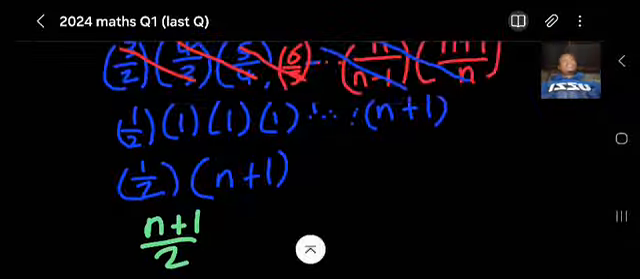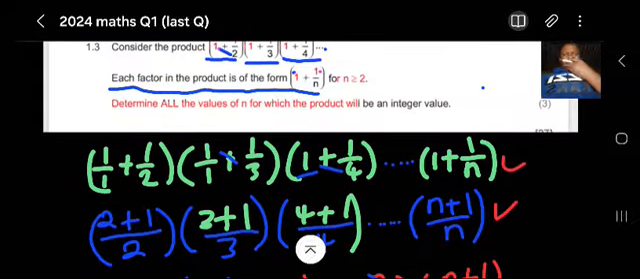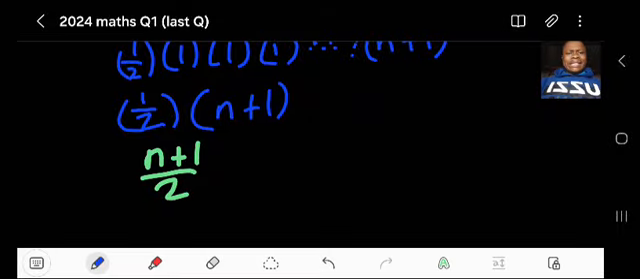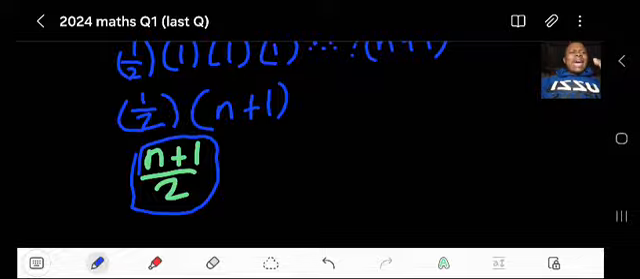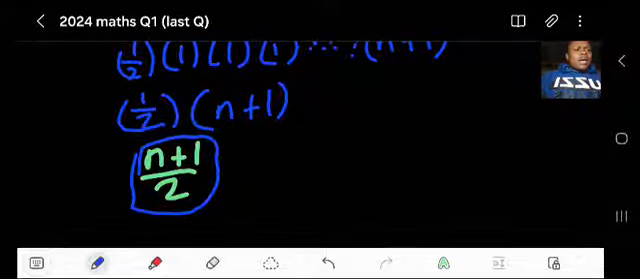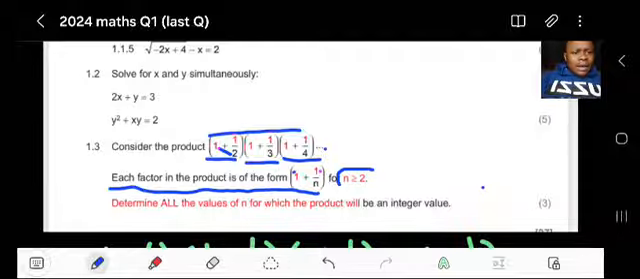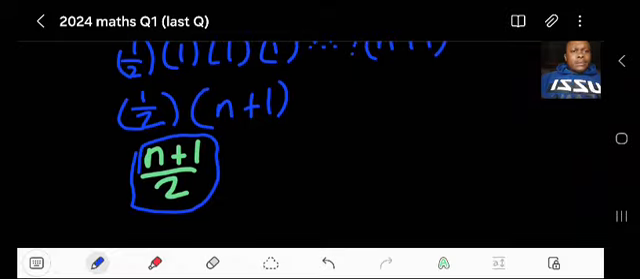But what is the question saying here? We want the product to be an integer value. So this value must be an integer. What can we do? If it is supposed to be an integer, what can n be? But as we are given, hopefully you understand the English here, we understand the mathematical language, n must be greater than or equal to 2. N must be greater than or equal to 2.